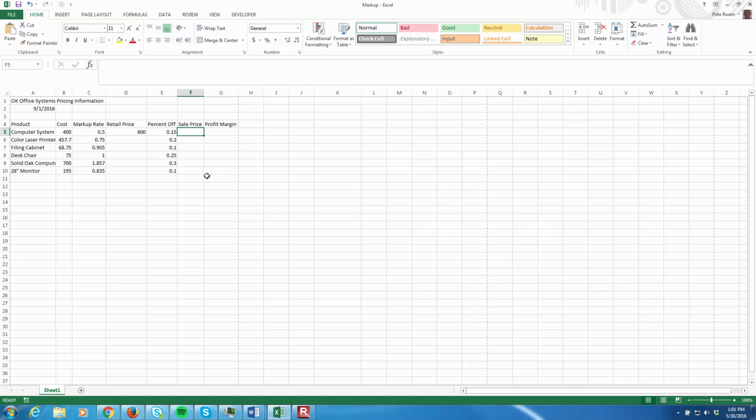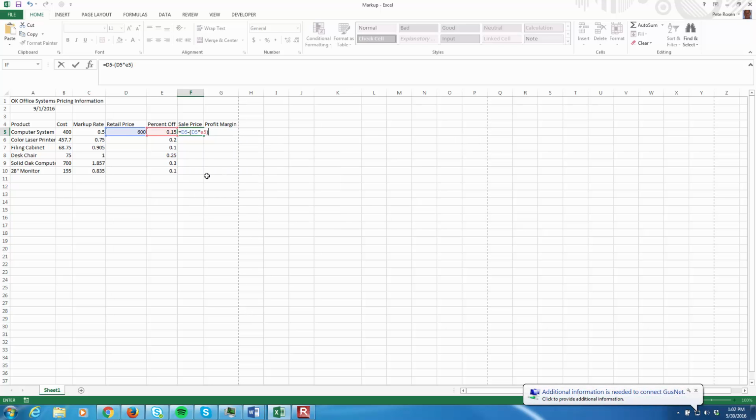The sale price is going to incorporate our retail price, or what we charge to the consumer, times the percent off, or the amount of the sale. Okay, so my formula in this case is going to be equals D5 minus D5 times E5. Okay, and when I go ahead and hit enter there, the sale price is $510.